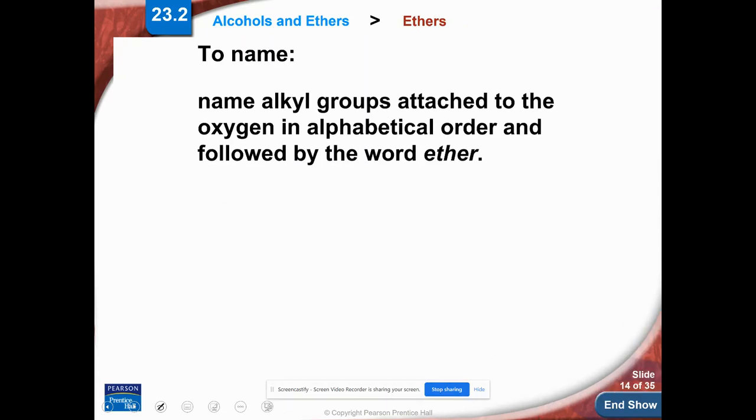Okay, so how do we name these ethers? We're going to name the alkyl groups, right? That's just the carbon group. We're going to count the carbon chain attached to the oxygen, and then we'll put them in alphabetical order, and we're going to stick the word ether at the end.